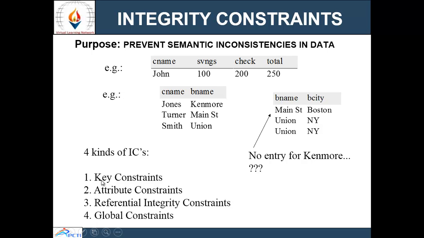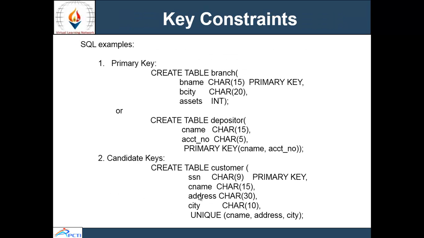There are four types of integrity constraints. Firstly, key constraints are used to define the keys or to create the primary keys. Second is attribute constraints, different types of attribute constraints that we can apply, like check constraint and default constraint. Then referential integrity constraint to specify the foreign keys, and global constraints. First is key constraint, that is primary key.